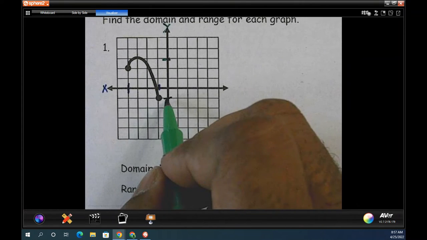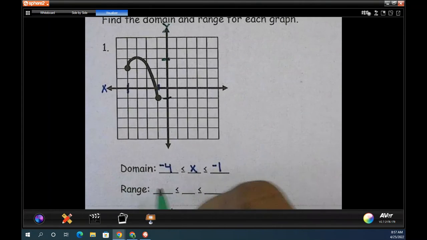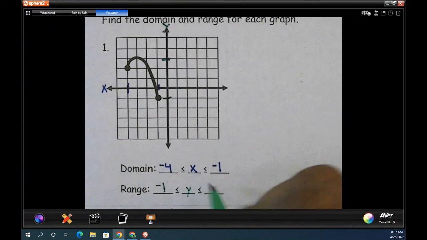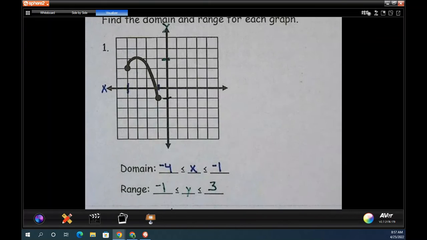Start with the lowest number. So that's negative 1 on the y-axis. So it's negative 1 is less than or equal to y. Now, how high does it go? 1, 2, 3. 3. Just like that. See that? All right, let's look at number 2.